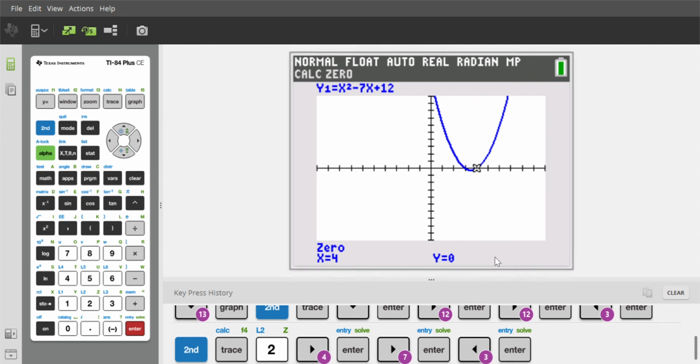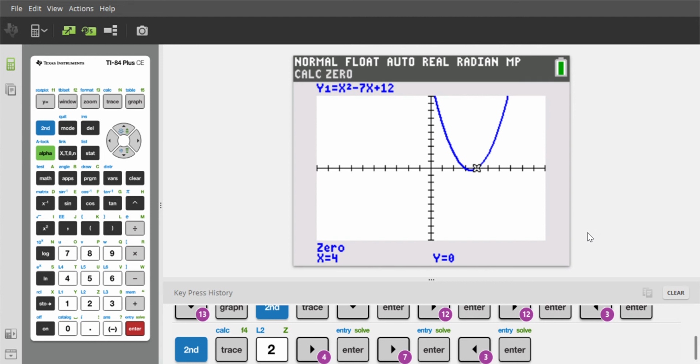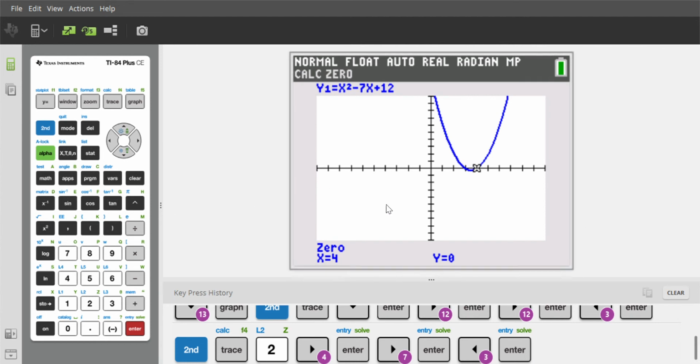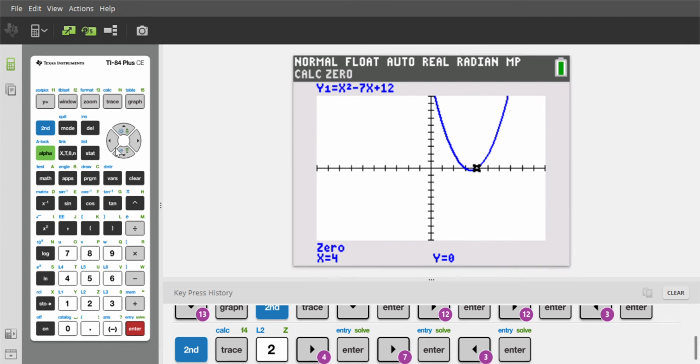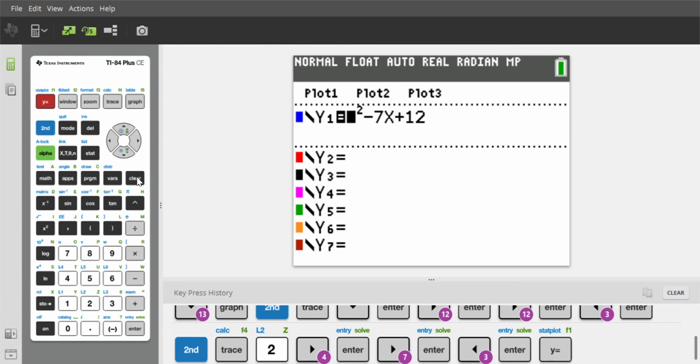So one of the other things that you'd want to do, and sometimes, from a table and from a graph, you can see exactly where they are. So that is a pretty simple example. Let's go a little bit more complex here.